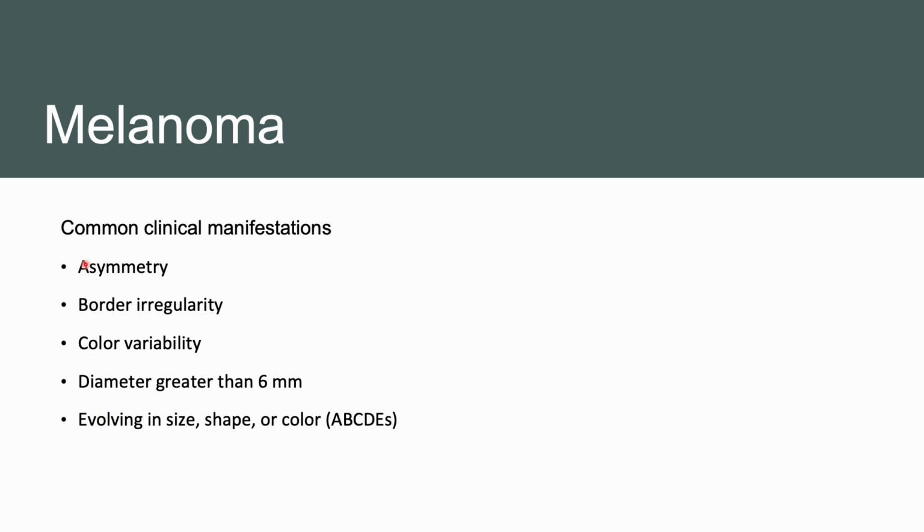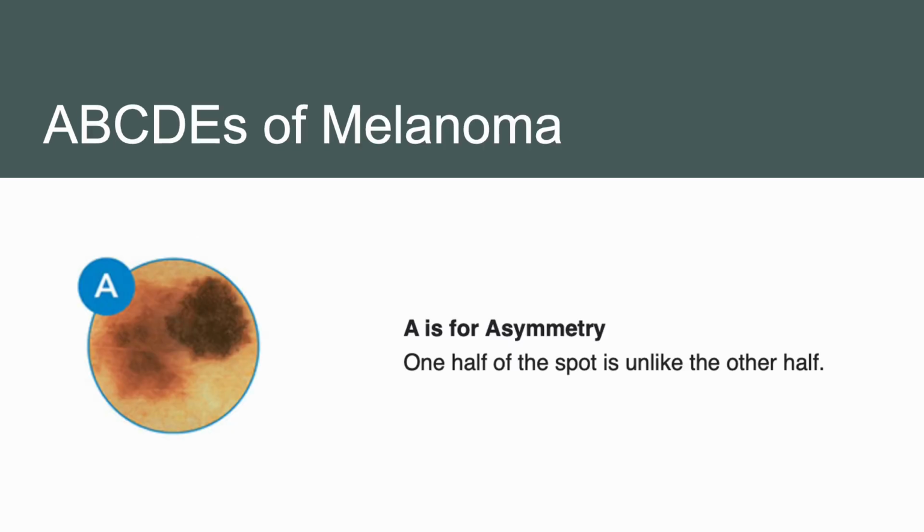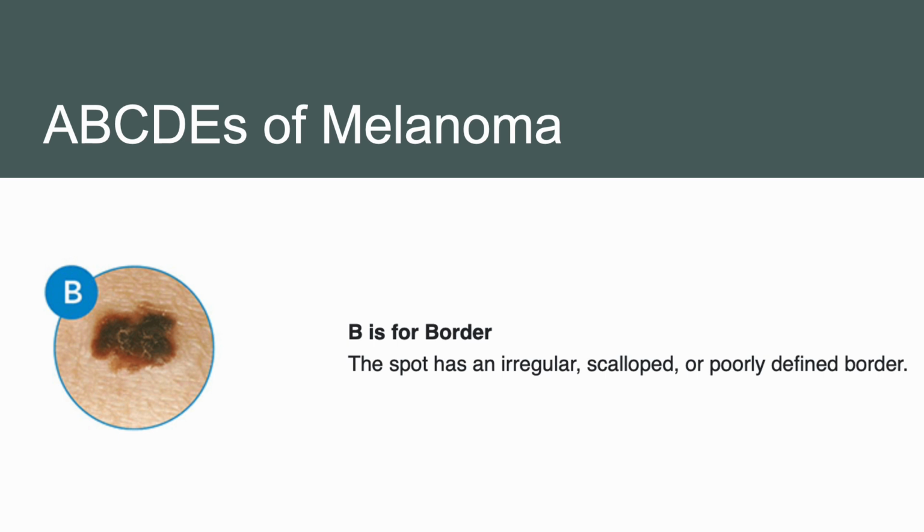And we mentioned these A, B, C, D, E findings. Let's talk about them in more detail. A is for asymmetry, where one half of the lesion is unlike the other half. B is border irregularity. The lesion has an irregular, scalloped, or poorly defined border.